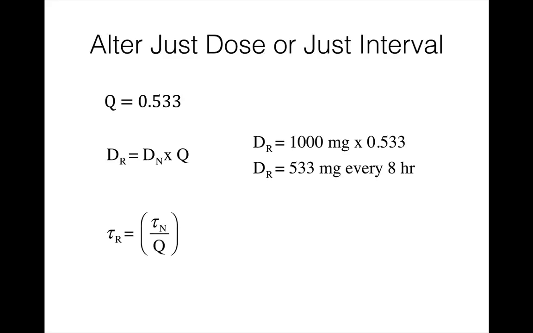If you just want to alter the interval, then the interval tau in reduced renal function is equal to the normal tau divided by Q. So in this case, that would tell us to use an interval of 15 hours. And that's where things get even more complicated because you have to use something that's logical. You would want to go, as we did earlier, to 12 hours as the most likely scenario.